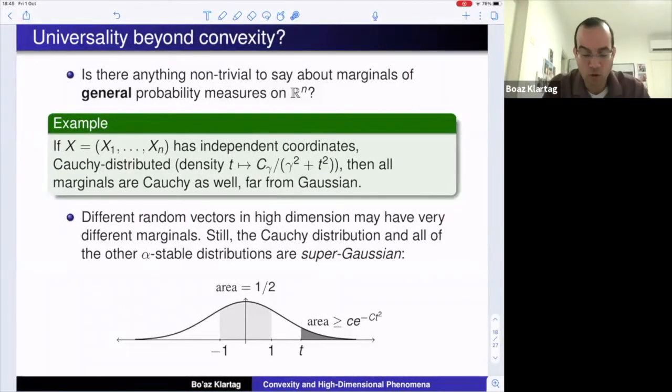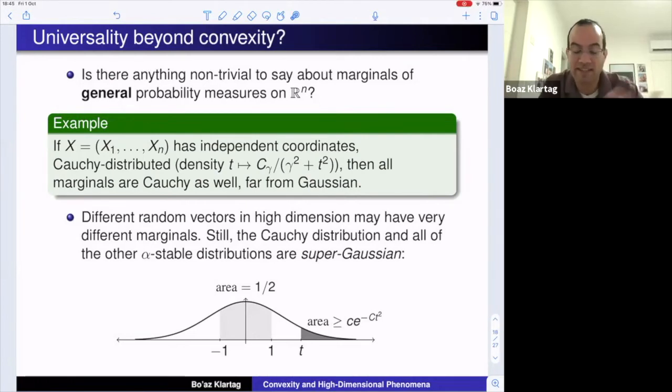Okay, so I said that we discuss mostly convexity, but let me just say a few words about non-convex distributions in high dimension, because many things in machine learning are not completely log-concave. But what can you say? Is there anything non-trivial to say about marginals of arbitrary probability measures in Rn? This sounds almost hopeless. What can you say about just some probability distribution in Rn without any assumptions?